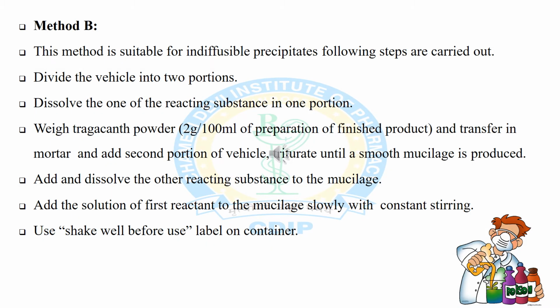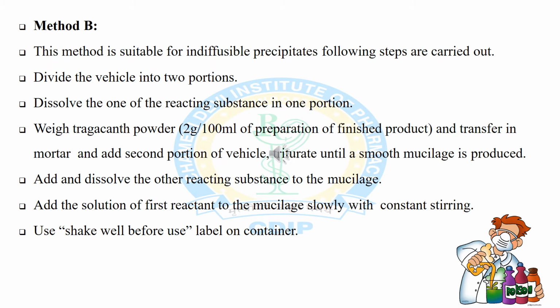Now after method A, method B is used when indiffusible precipitate occurs in large quantity. So the following steps are carried out. First, divide the vehicle into two proportions. This step is similar to method A. Divide the solvent or vehicle into two equal proportions and then dissolve one of the reacting substances in one proportion.